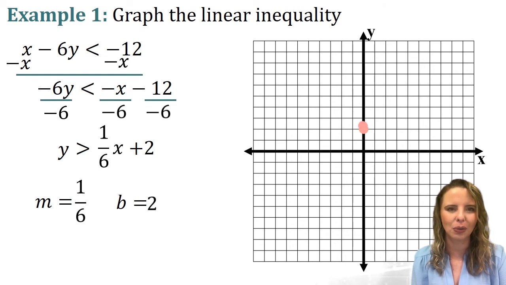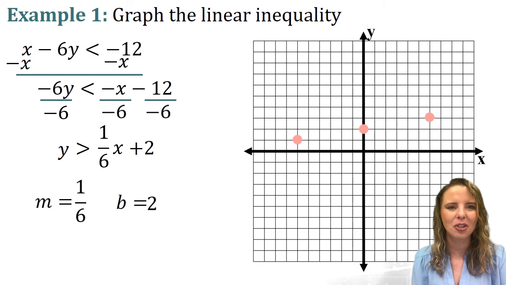So from 2, we need to go up 1 to the right 6. Now, we know if we try to go up 1 to the right 6 again, we will be off the graph. So we're going to go back to our y-intercept of 2, and this time we're going to go down 1 to the left 6.